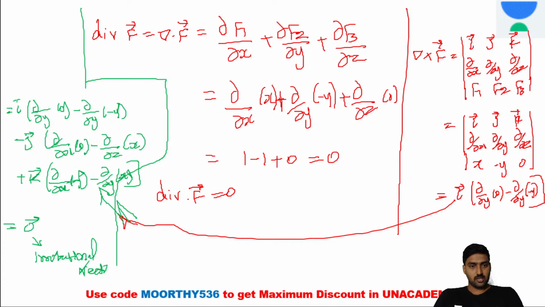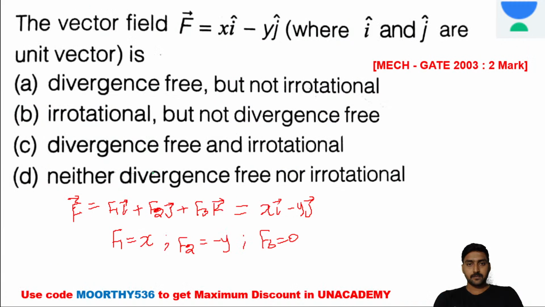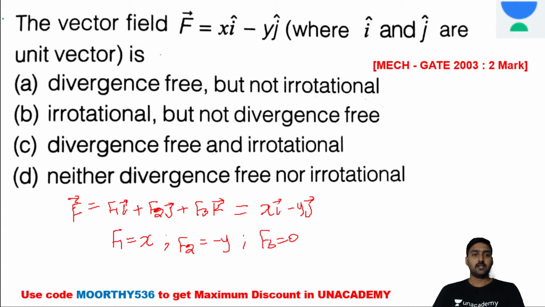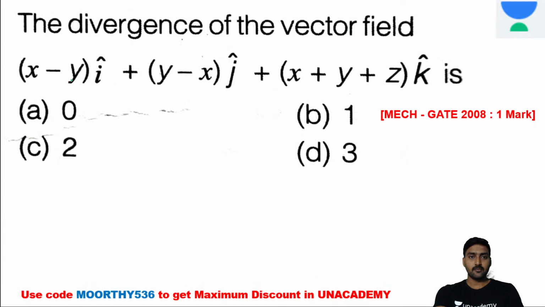Irrotational vector, right? Is it clear now? So it's divergence free and irrotational. So we have identified the two things, right? It's option C. Divergence free and irrotational. Okay, fine.